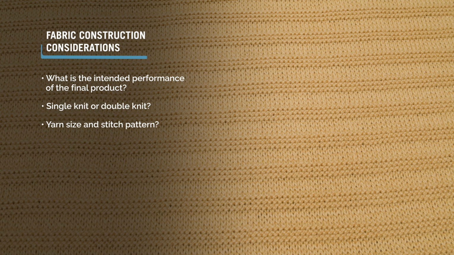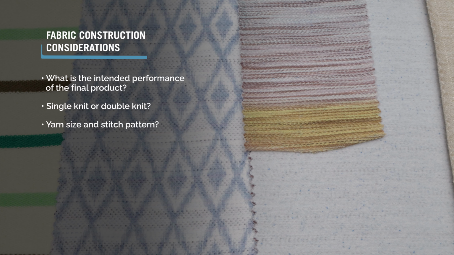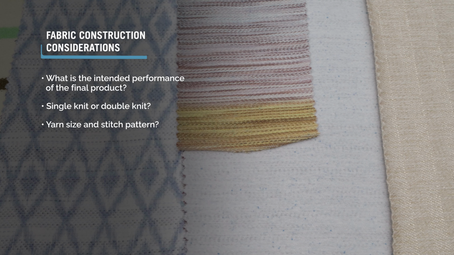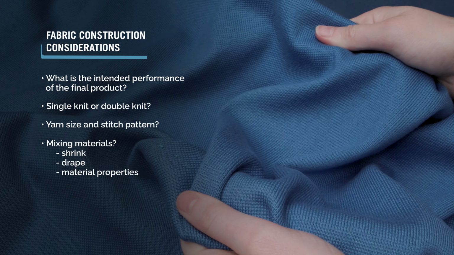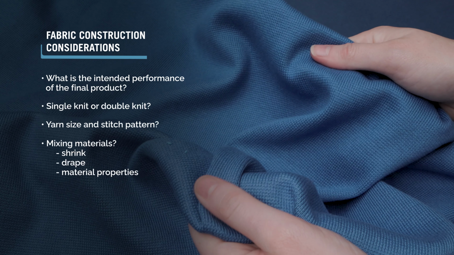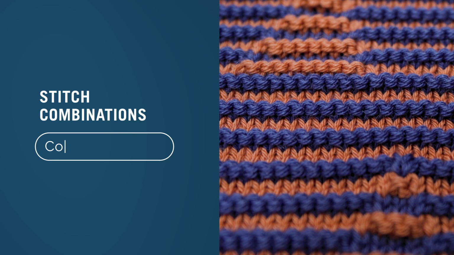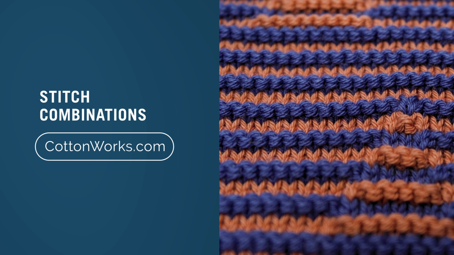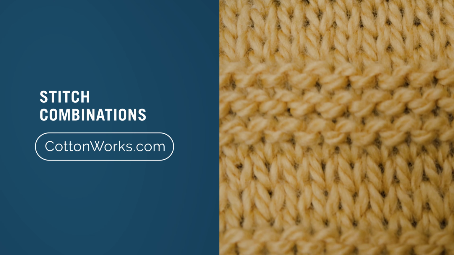The properties of the fabric produced by the combination of yarn size and stitch pattern must also be considered when mixing materials in the final product. Will the different fabrics shrink, drape, and behave in the same or complementary ways? Or could these properties counteract one another and create issues for the final consumer? A detailed video on the different types of stitch combinations is available on the Cottonworks website.